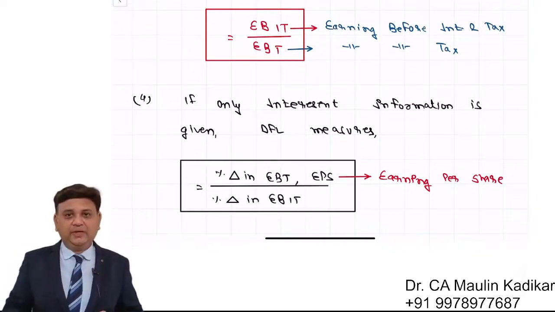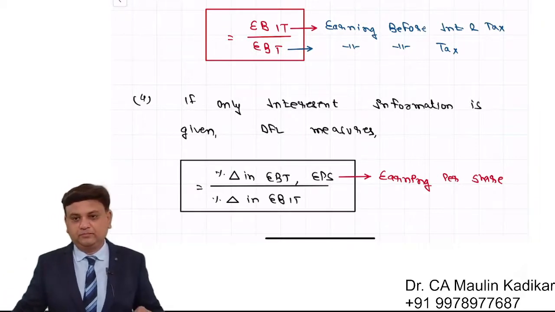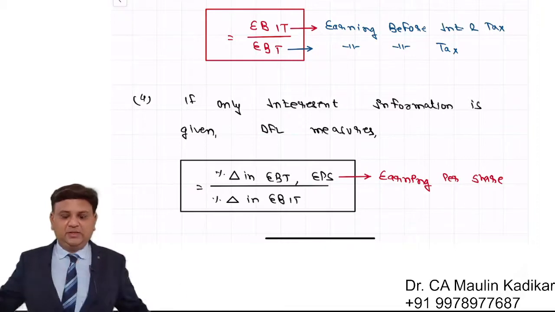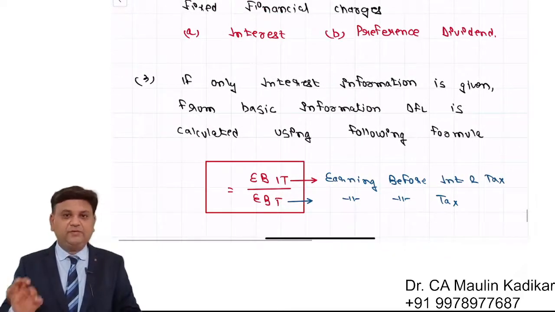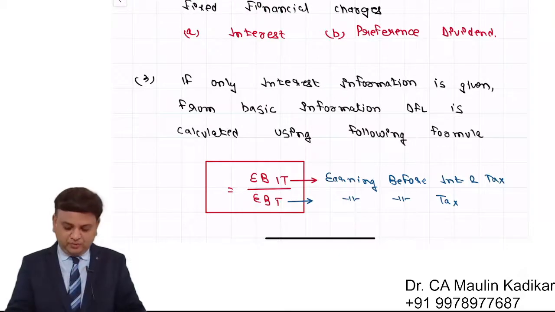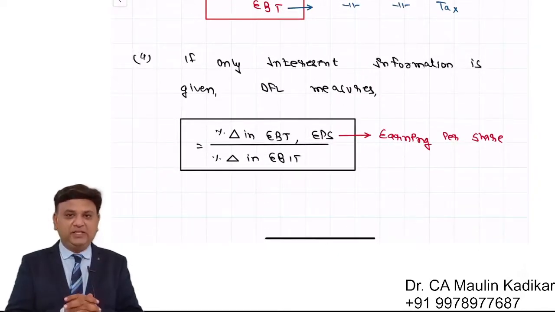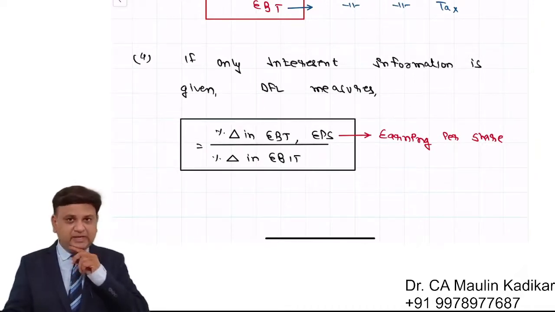I request all of you to pay attention. I will give the explanation to you. Dear students, if there is only interest and no preference dividend, then DFL is calculated by using a formula called EBIT upon EBT. I will give the explanation of that also. And it measures what will be the percentage change in EBT as well as EPS for every 1% change in EBIT.